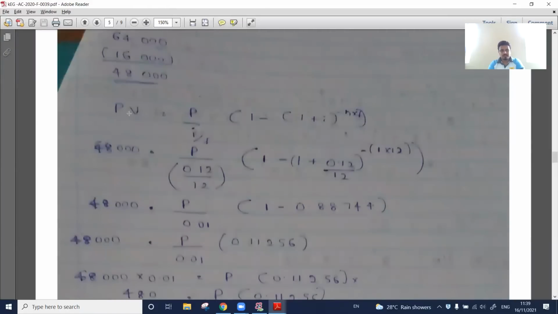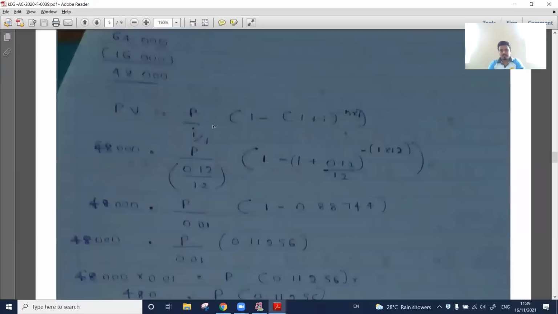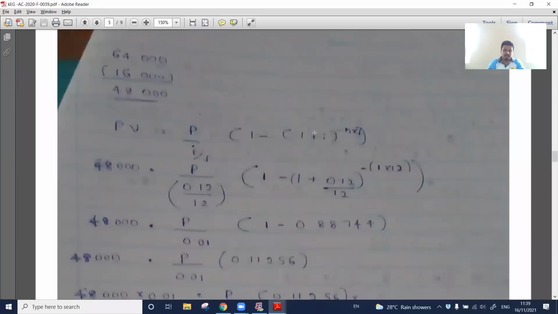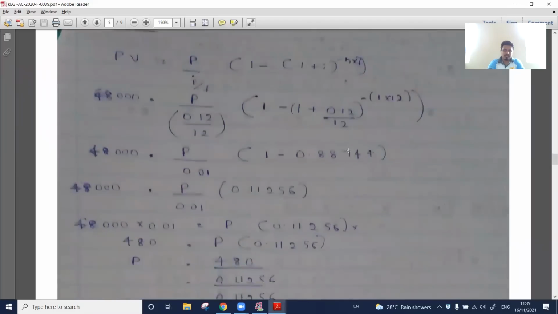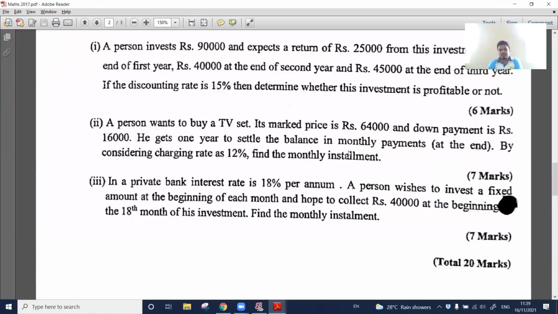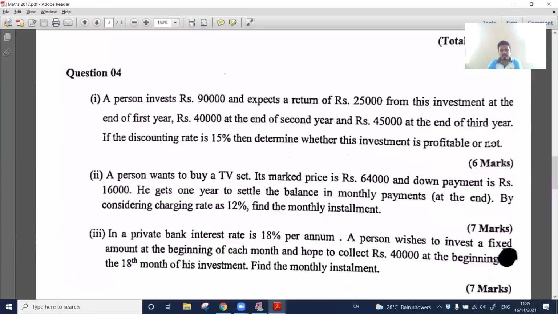Yes, present value. I over F. Right, I over F. Then part 4. Right, you allocate the marks accordingly.